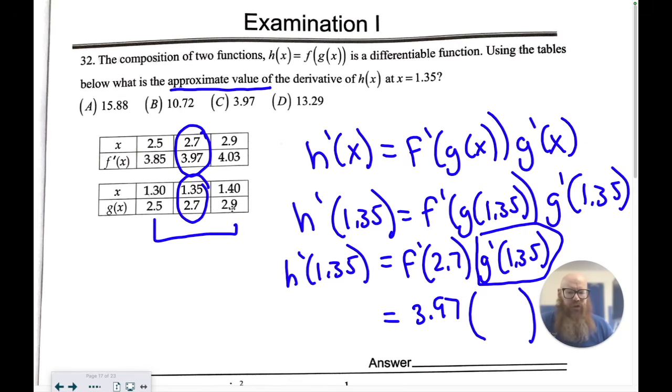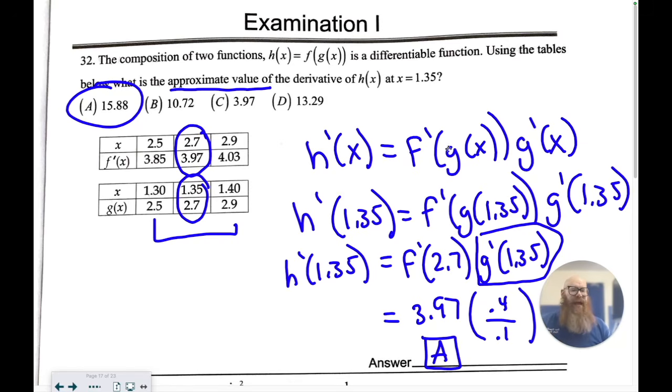So I do change in y, so 2.9 minus 2.5, which is 0.4. And then the change in x is 1.4 minus 1.3, which is 0.1. And when you divide those, you just get 4. And 4 times 3.97 is 15.88. So you just throw all this in the calculator. So that's A.